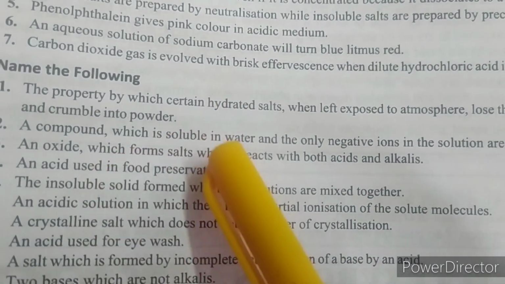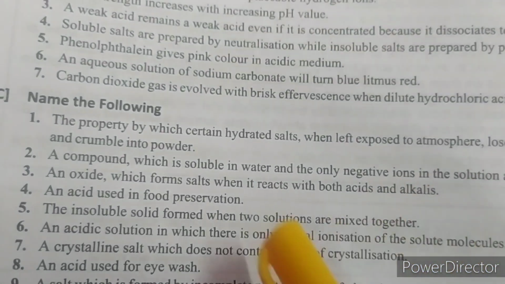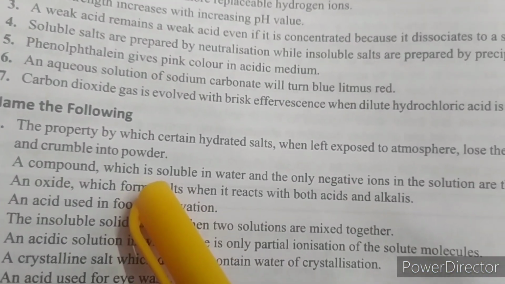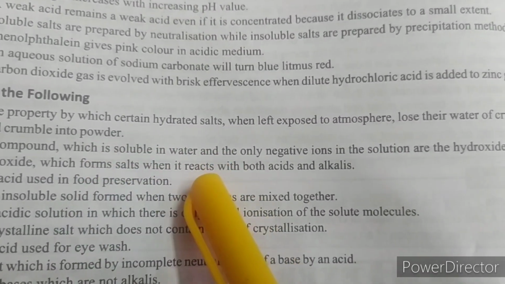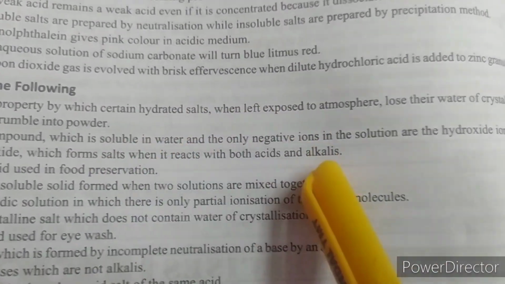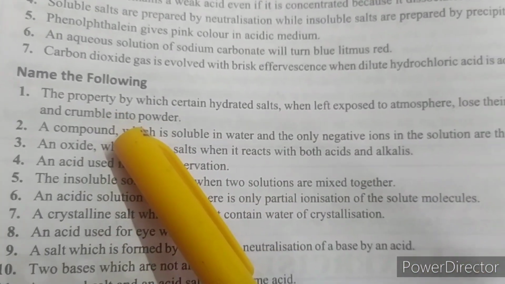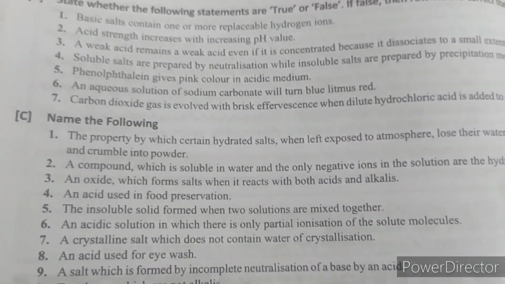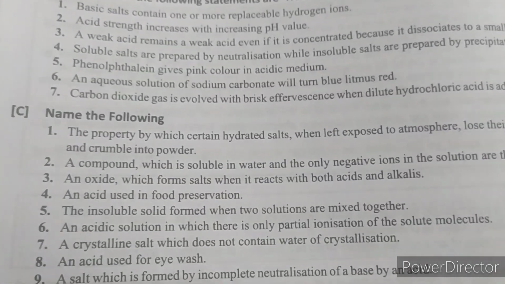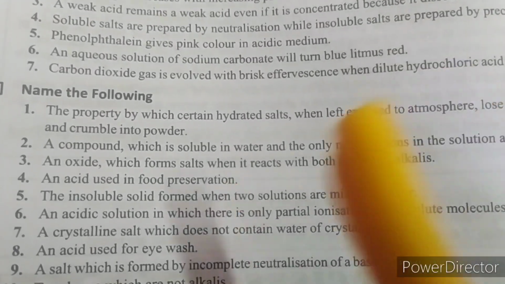A compound which is soluble in water and the only negative ions in the solution are hydroxide ions. So that compound is an alkali. An alkali is a base which is soluble in water, and it only contains negative ions as hydroxyl ions. So here the answer will be alkali. Please see the first word, that is the question, and then you will find it easy to answer the questions. And you have to satisfy all the conditions that have been mentioned in "Name the following".